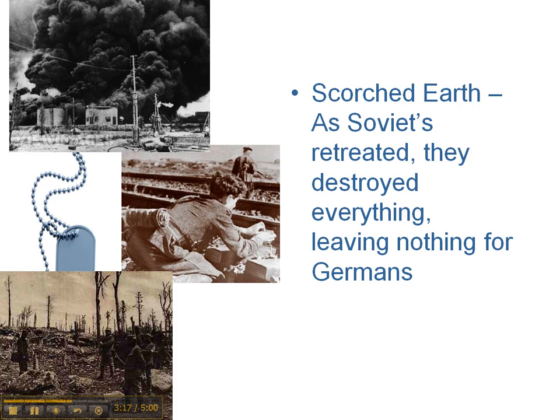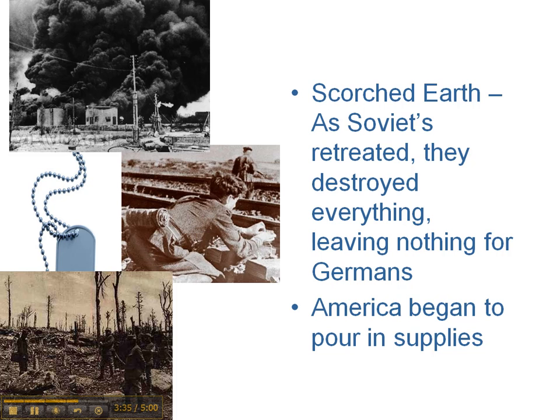Because their plan was, if they can pull the Germans real far into the Soviet Union, they could do exactly what they did to Napoleon when Napoleon from France invaded. Let the very harsh Soviet winter take its course on the Germans. Americans began to pour supplies in to help the Russians. Next slide.